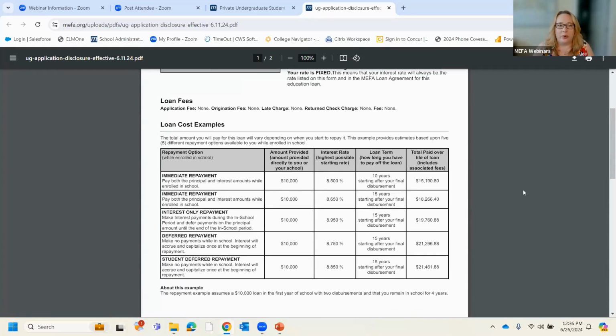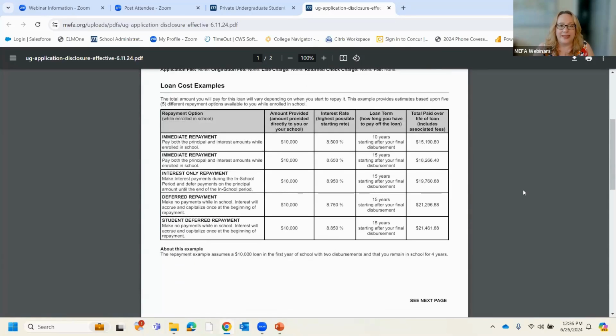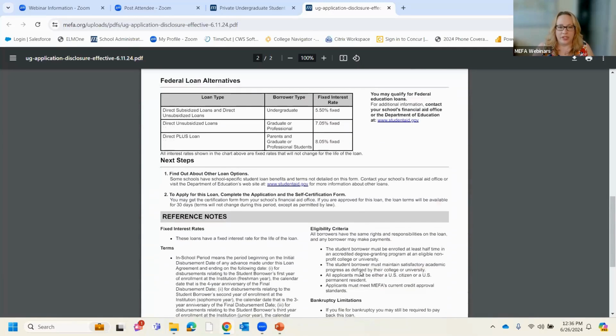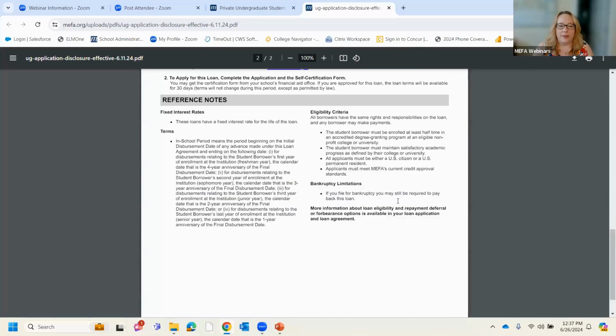And every lender is required on these disclosure statements to list $10,000 examples for each of their repayment options at their highest interest rate. So really showing you the worst case scenario for each repayment option as far as cost goes. So it is important to look at that total cost, and you can see as loans are deferred, the rates might go up, but also the total cost is going up. Also on this disclosure statement, required to show you what the federal options are and any other loan details.